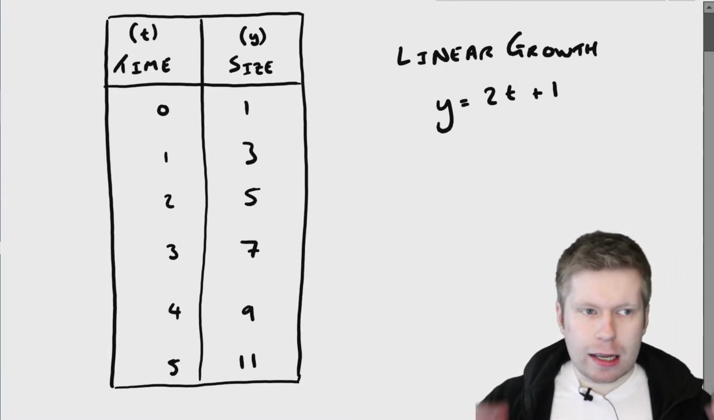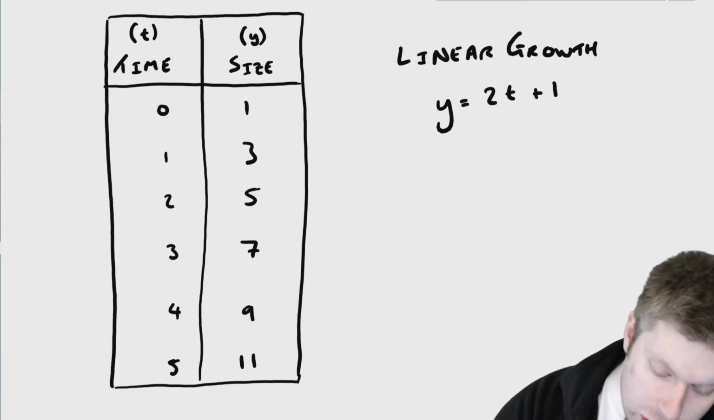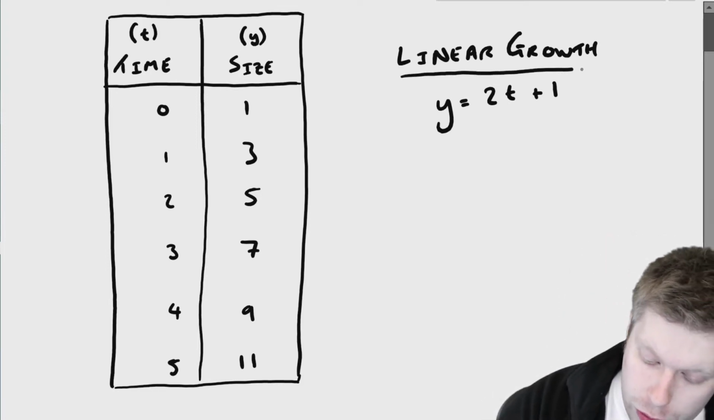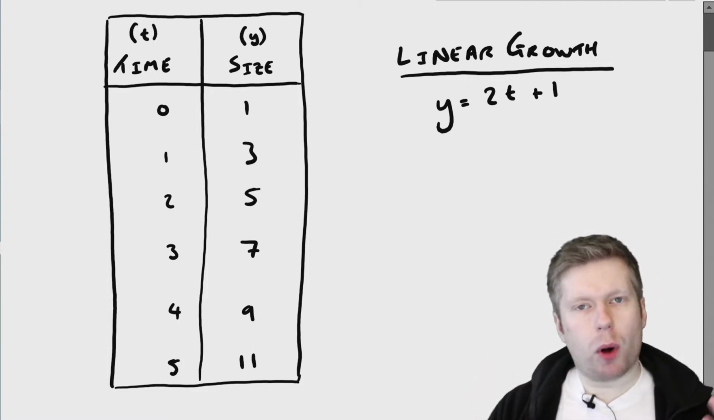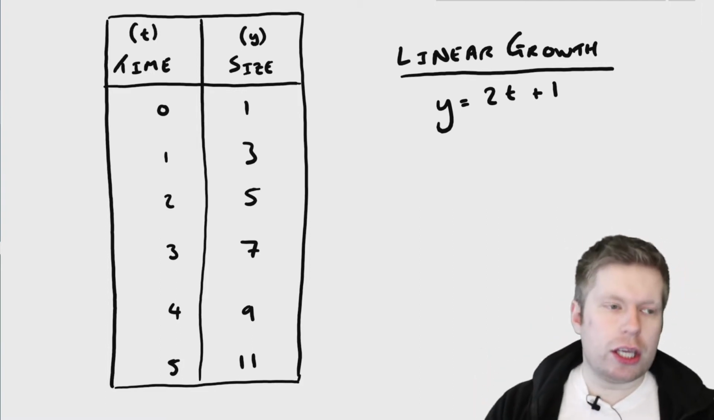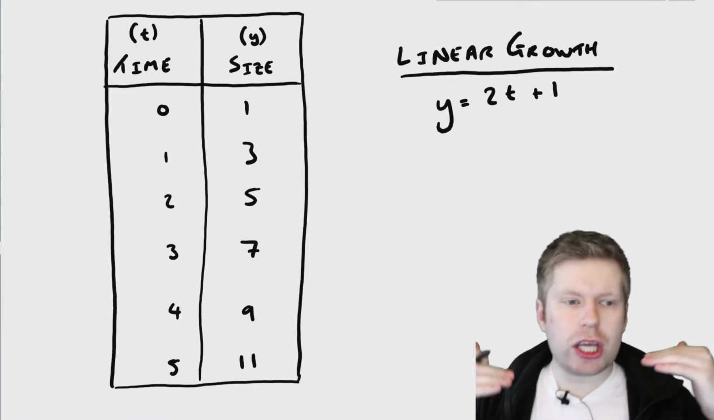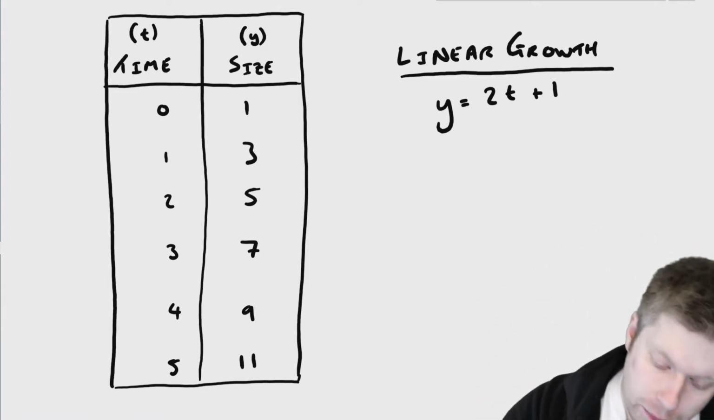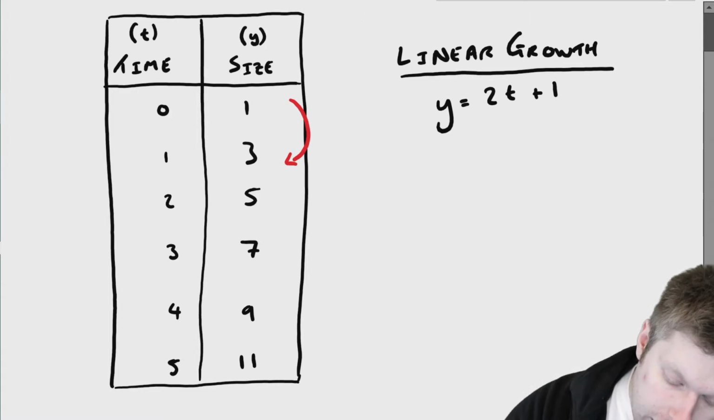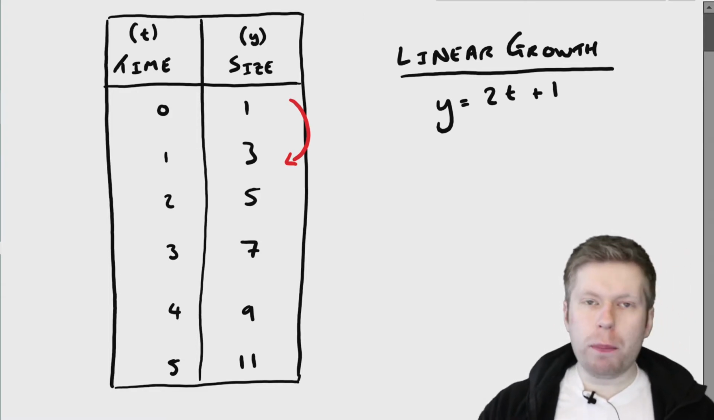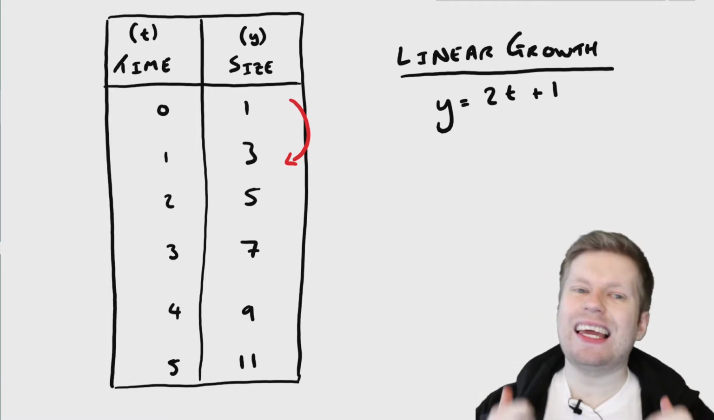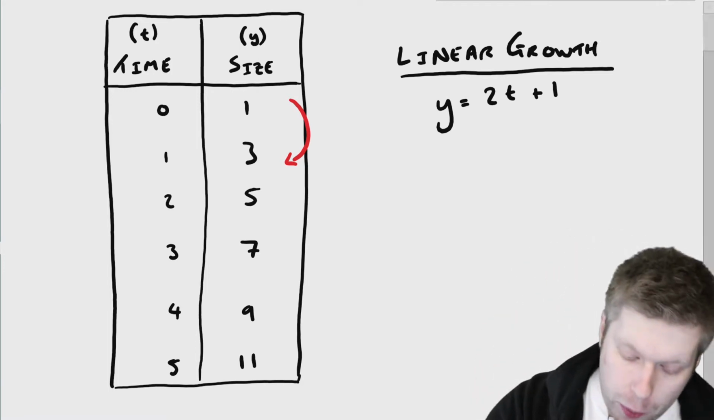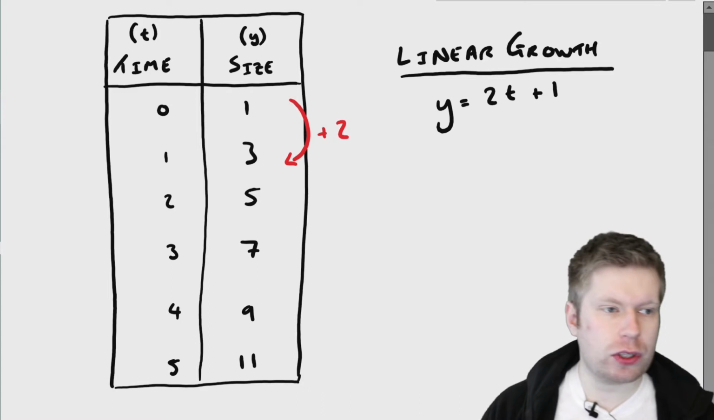Now let's just drill down a little bit. Let's see why it's called linear growth. Okay, so why is it called linear growth? Well, have a look at how my population is changing at each point in time. So from each year, how is my population changing? So from year 0 to year 1, I move from a population of 1 to a population of 3. Well, that's basically an increase by 2 in my population. Okay, so that's an increase of 2.